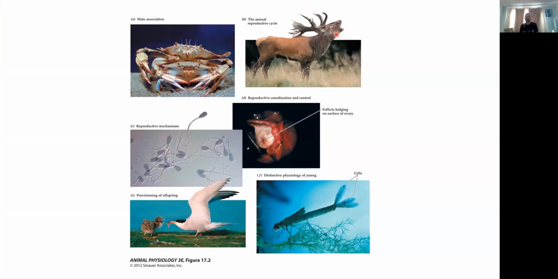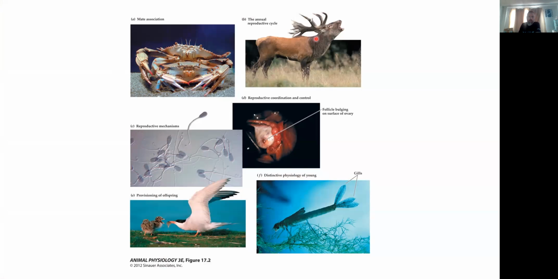What we're going to be studying here, potentially, we could study, I guess I should put that, because we're not going to cover all the stuff, but potentially we could cover things like mate association. How do we find a mate? How do we pick one out? All that kind of stuff. The annual reproductive cycle. Most animals are on a reproductive cycle. There's a mating season, a calving season, things like that.